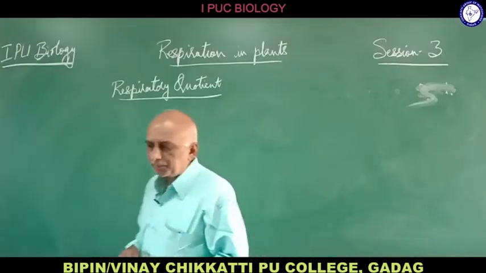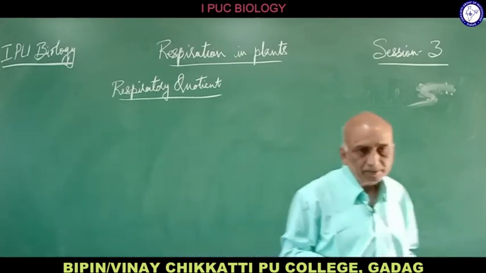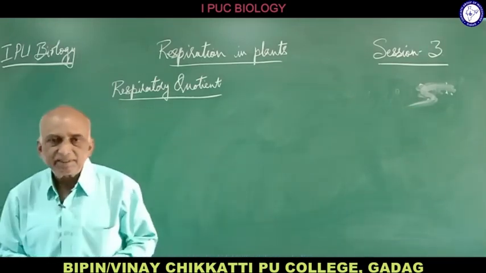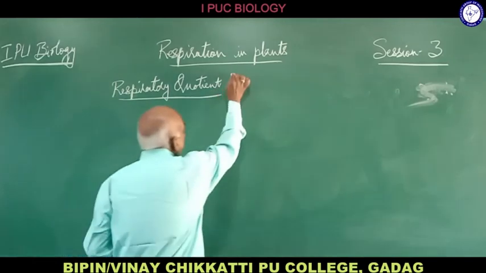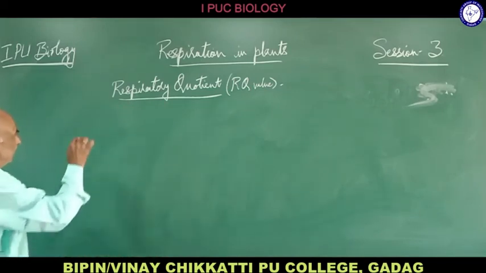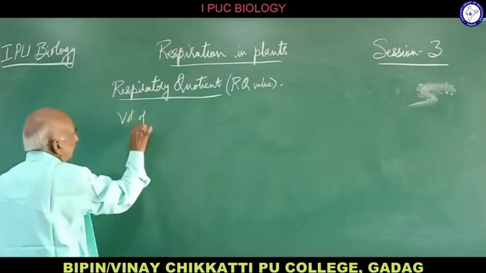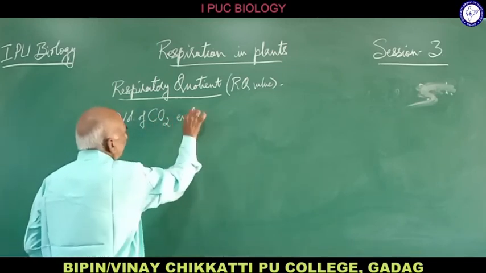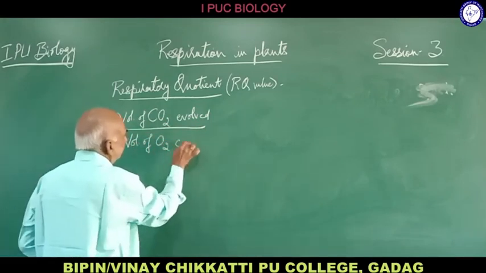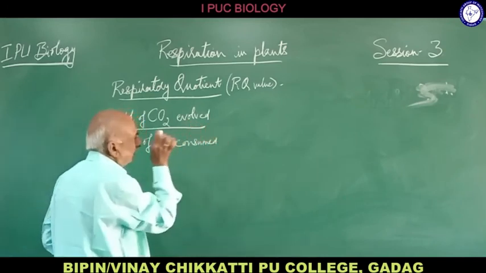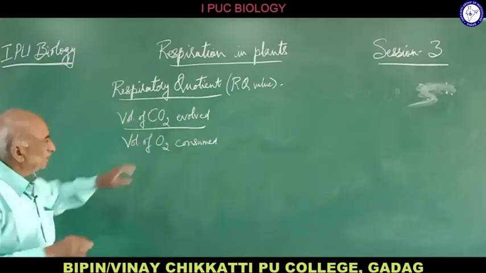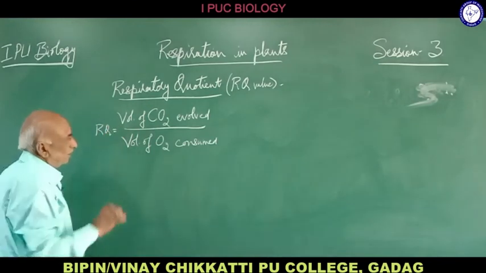After studying the types of respiration like aerobic and anaerobic respiration, there is one last aspect which is called respiratory quotient. Respiratory quotient is also called RQ value. Now RQ value is defined as the volume of CO2 evolved to the volume of oxygen consumed. So in a respiratory reaction, how much CO2 is released and how much oxygen is consumed, that ratio is called RQ value.